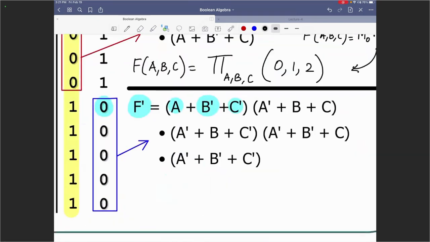Now let's go to F complement. We've got the 5 sum terms listed out. Now let us try to write it in the compact manner. F complement equals pi ABC. What do I have here? Row 3, 4, 5, 6, and 7.